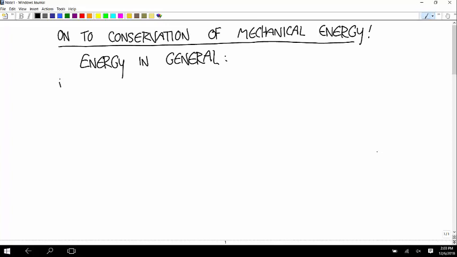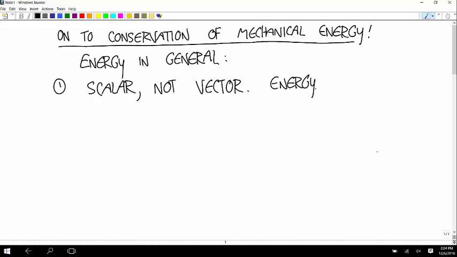The first thing is energy and any changes in energy have no direction. So they're scalar quantities, not vector quantities. Energy has a magnitude, but no direction.